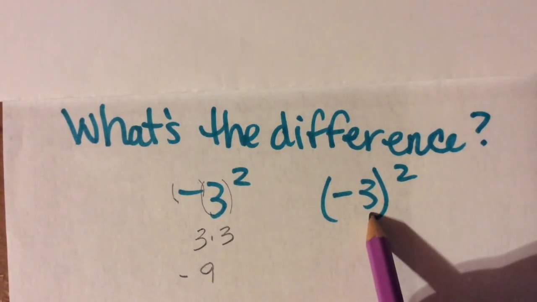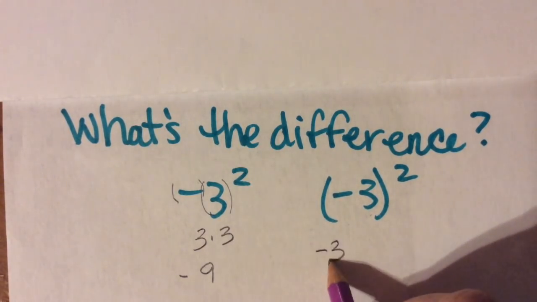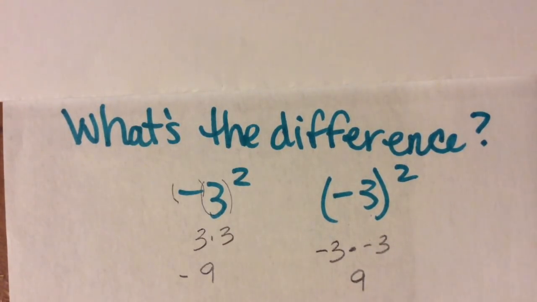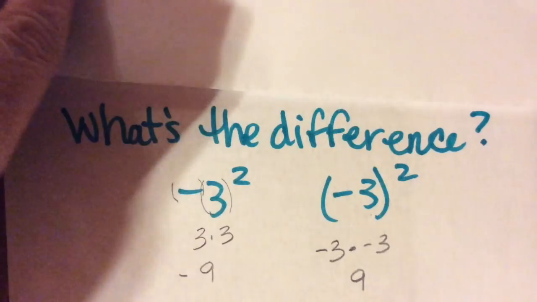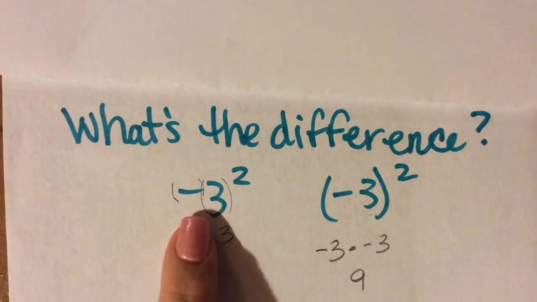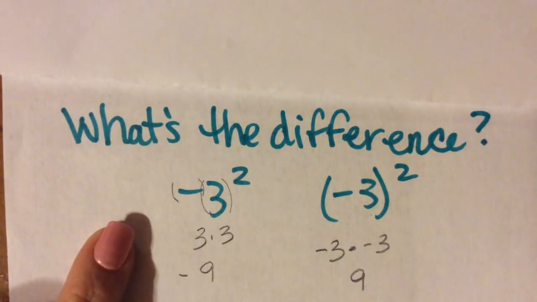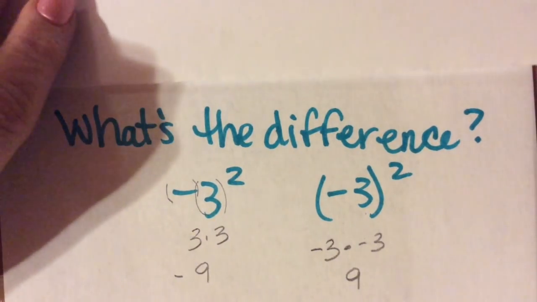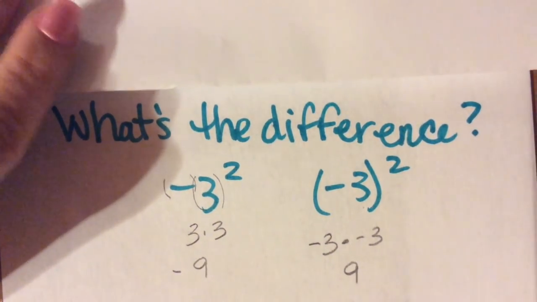Whereas with this one, that means the negative is connected to it. So it's a negative 3 times a negative 3, which is a positive 9. So make sure you know the difference. If it doesn't have a parenthesis, the negative is on its own. And if it has the parentheses around it, that means the negative is connected to it, and it's there twice.